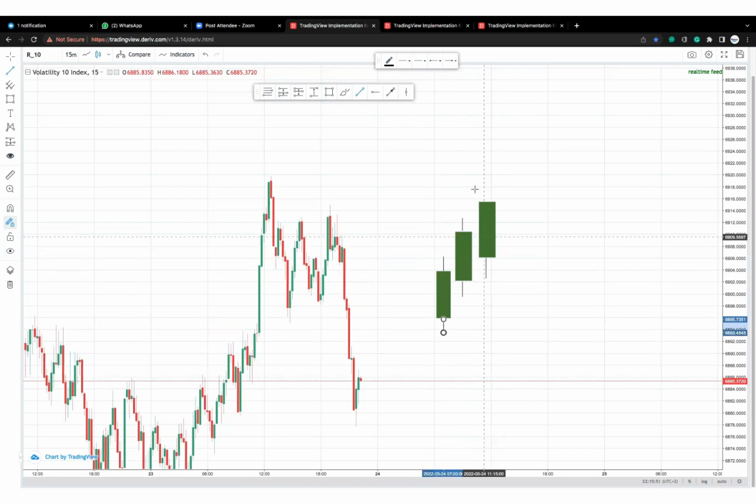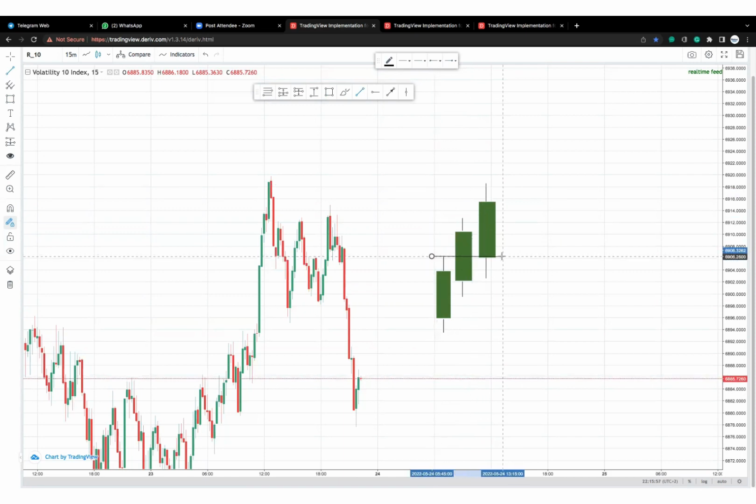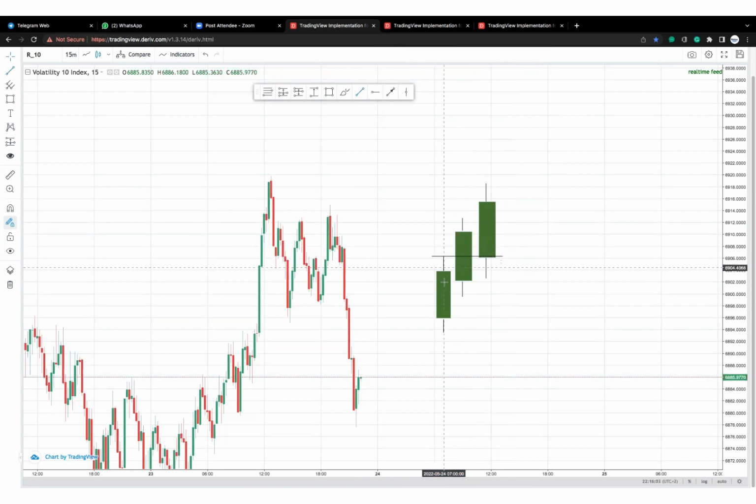So this is an example of an efficient market delivery here. Candle number 3 connected to candle number 1. This means for the whole price range here, there were equal amounts of buys and equal amounts of sales. This is efficient market delivery.